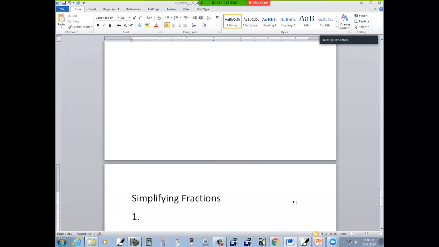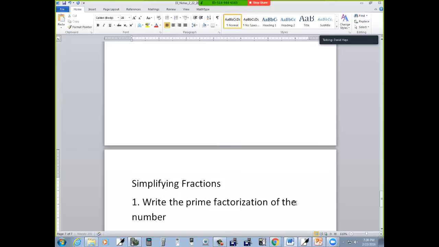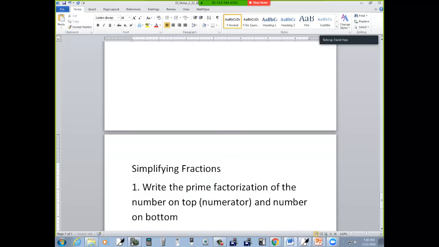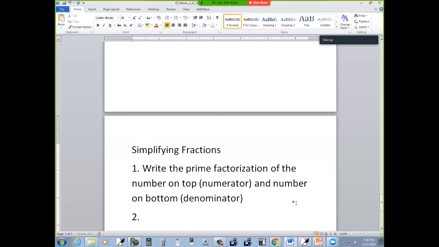our first step is to write the prime factorization of the number on top, numerator, and the number on the bottom, denominator. And step 2 is cancel whatever is the same.